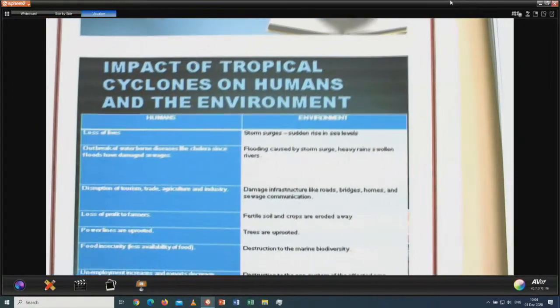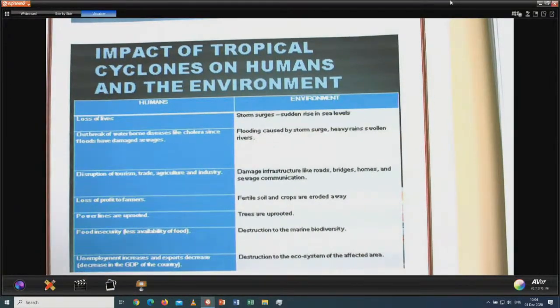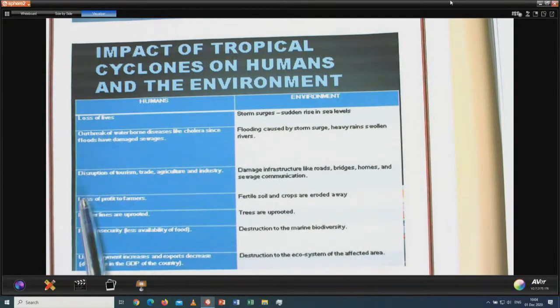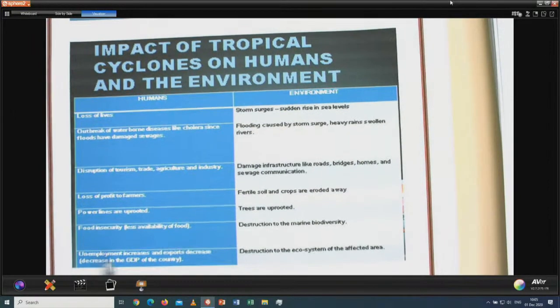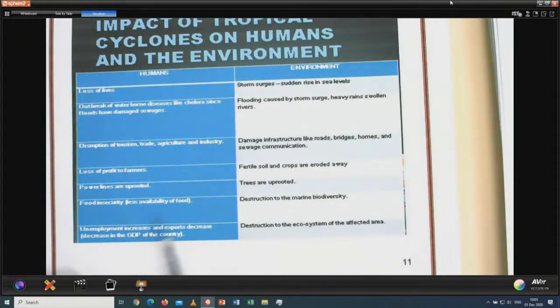So now let us look at the impact of tropical cyclones on humans and the environment. Starting first with humans: loss of lives, outbreak of waterborne diseases such as cholera, disruption of tourism. These are the things that we talk about. Loss of profit to the farmers. This is also an economic impact. Power lines are uprooted. Food security becomes insecurity. Less availability of food, unemployment increases, and exports decrease. So this will affect the country's GDP.